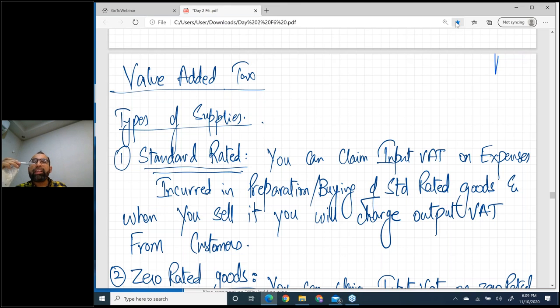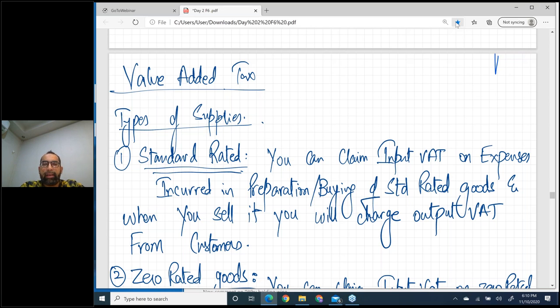And the second thing: when you sell this standard rated good to any customer, you will charge normal 20% output VAT from that customer. So what is a standard rated good? I repeat, let us say this pen is standard rated. If you buy inventory or incur expenses in making this good and pay VAT, you can claim input VAT. But when you sell it to a customer, you will also charge normal 20% output VAT. Read the lines I have written.